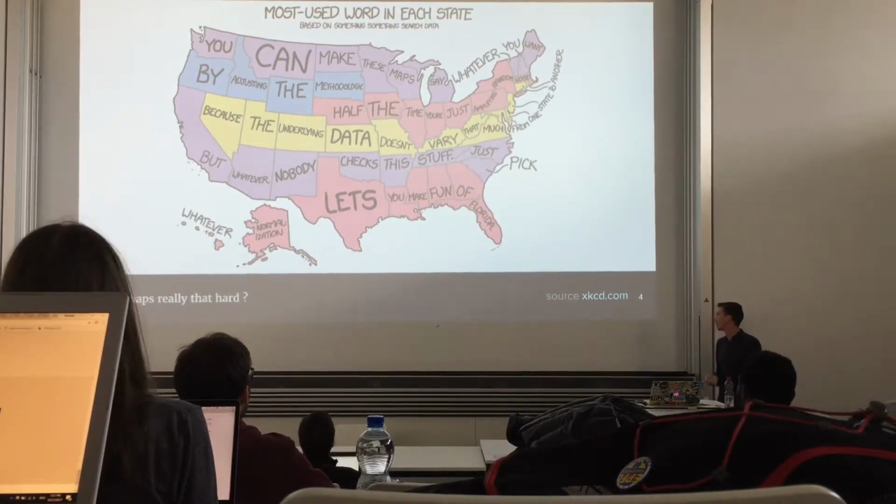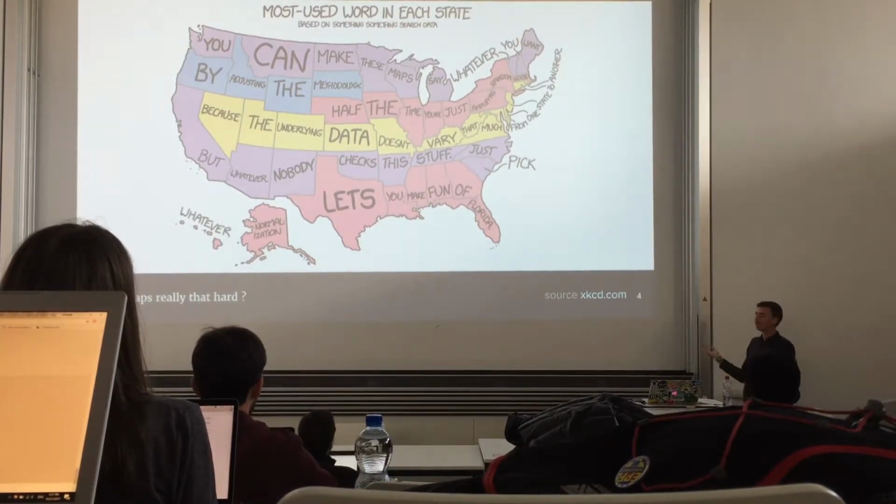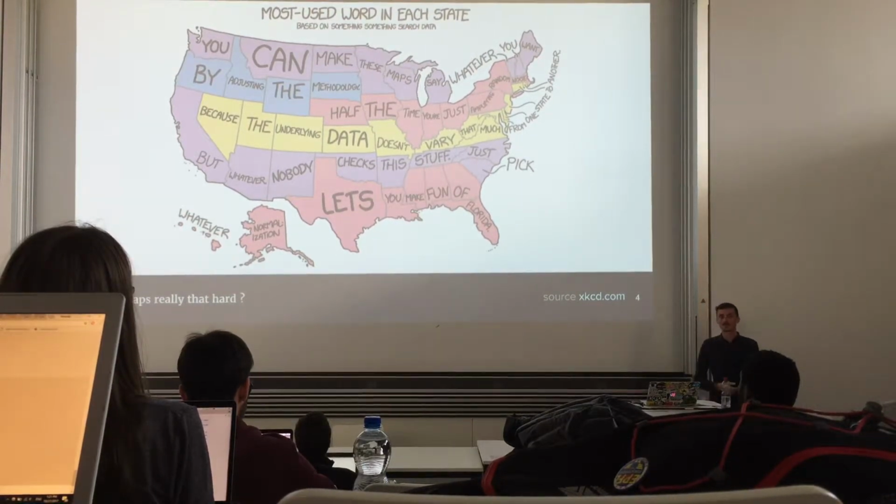So this is a funny map from XKCD. A lot of you probably already know it, which basically says maps can say anything you want. You can plot whatever you want, as long as you make fun of Florida, it's fine.